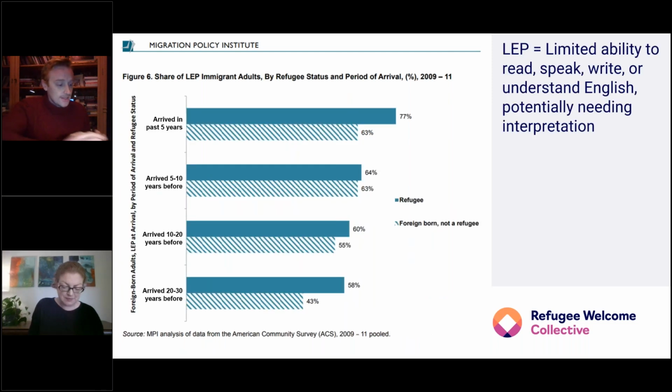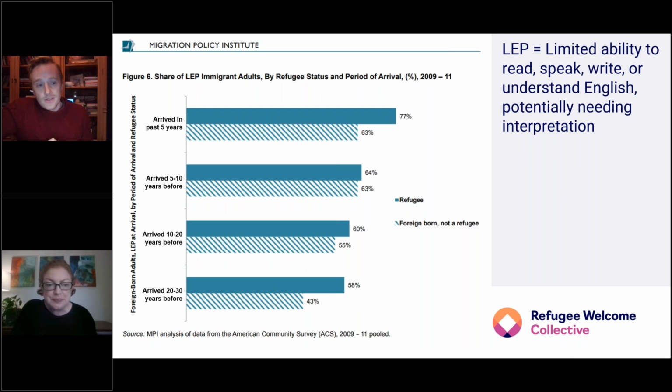And English knowledge is also going to be a long-term challenge. This is looking at over time whether refugees are still qualified as limited English proficient speakers, meaning that they still have challenges to read, speak, or understand English, and they might potentially need interpretation services. So even after 10 years in the United States, around 60% of refugees will still be needing English assistance. And that's also true, as you see, for many other immigrants to the United States. So learning English is also a long-term process.